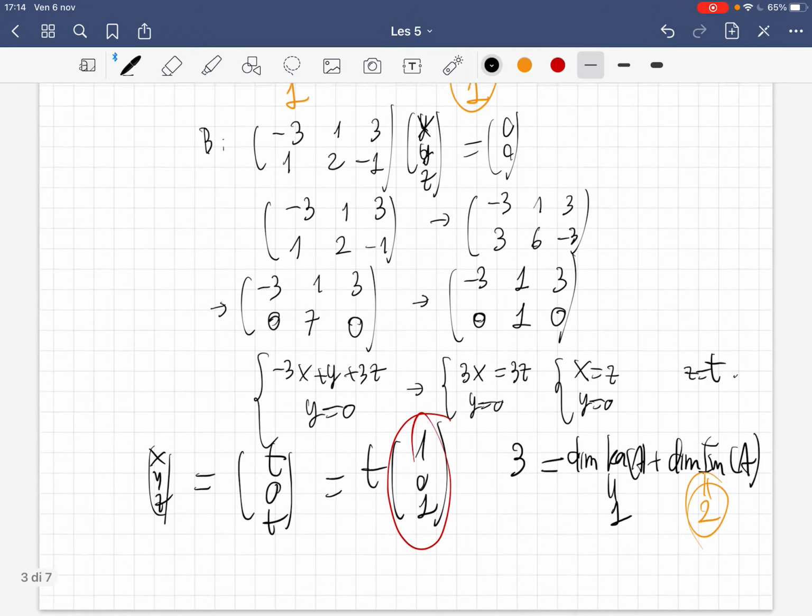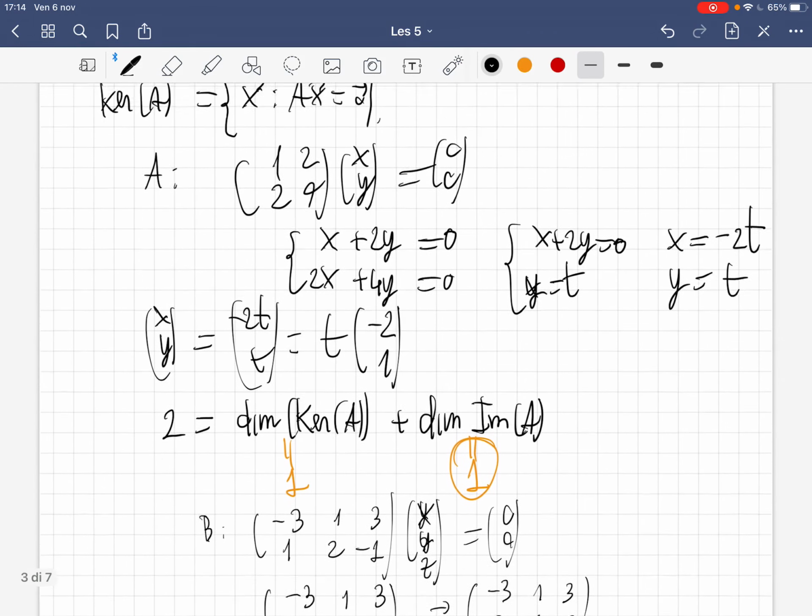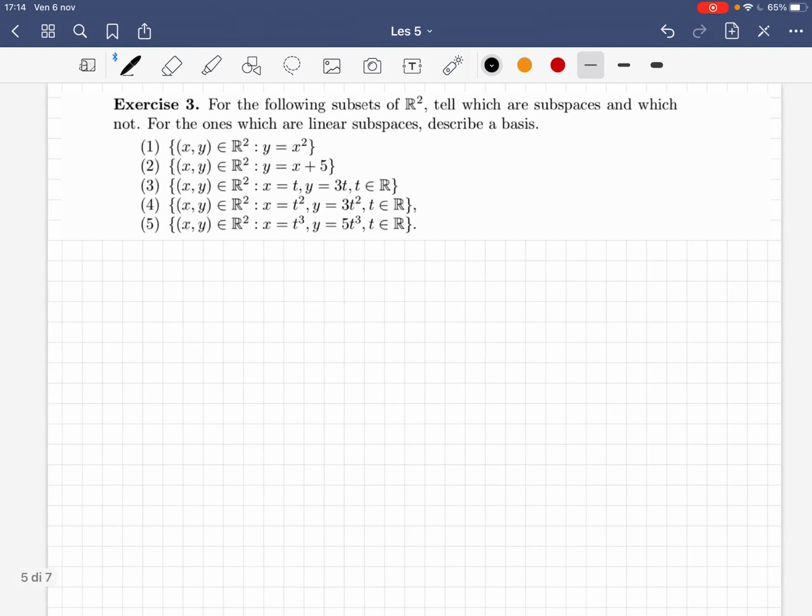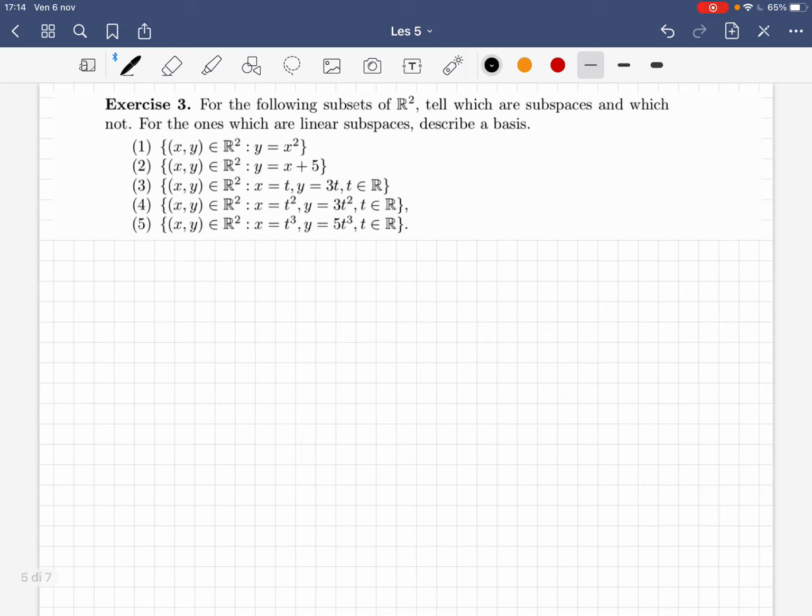So let's go on. That was kind of easy, yeah. Okay, so now finally we have subspaces. We have some subsets of R^2, and we are asked to tell which of those are subspaces and which of those are not. So what makes a subspace?